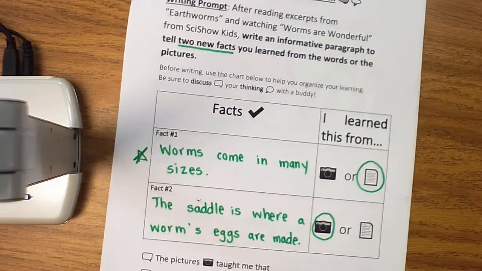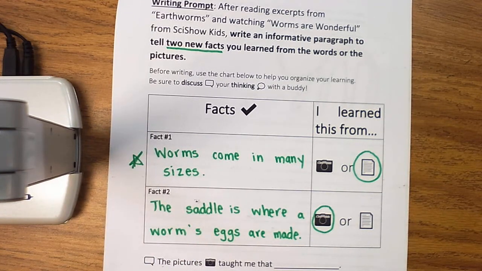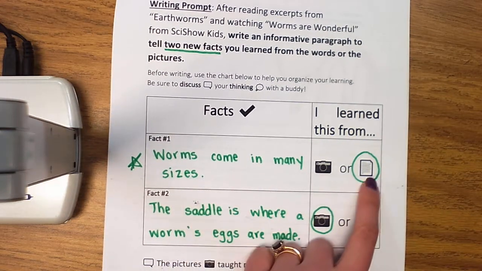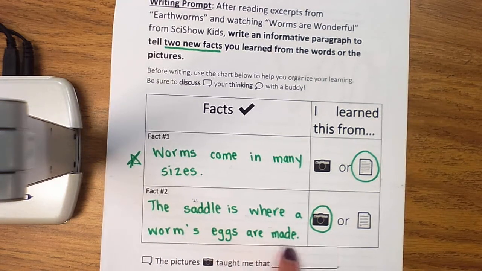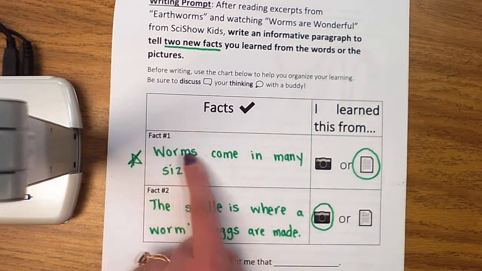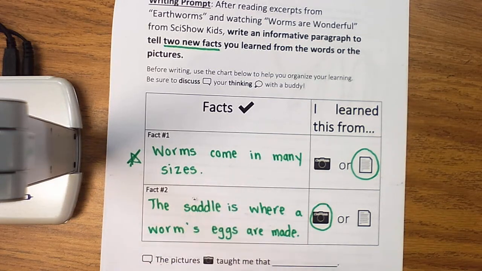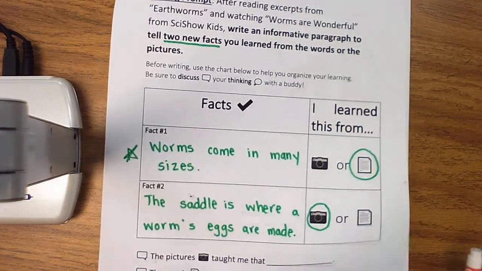So yesterday I walked you through my brainstorming process, and I showed you that I pulled two facts from the text from Earthworms. The first one being that worms come in many sizes. I learned that from the words or the text. And I also learned that the saddle is where a worm's eggs are made, and I learned that from the picture. I decided I really wanted to write about fact number one, and I know more than just that worms come in many sizes. I actually know the names of two different sized worms, and I want to teach my reader all about that.